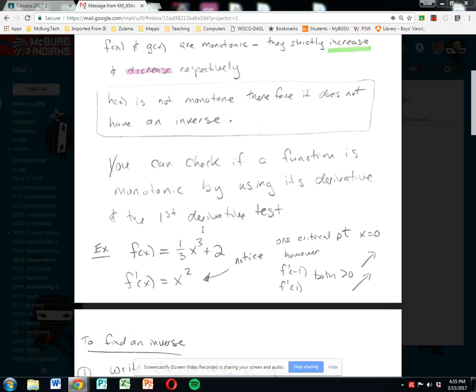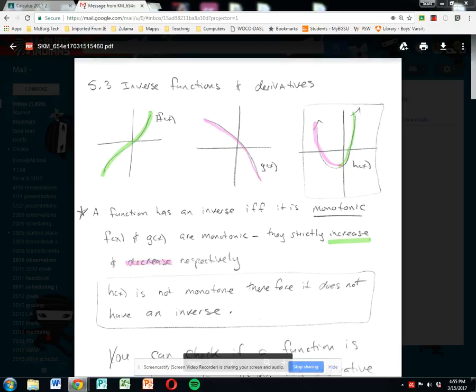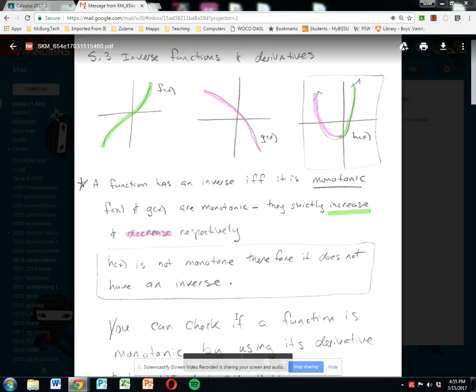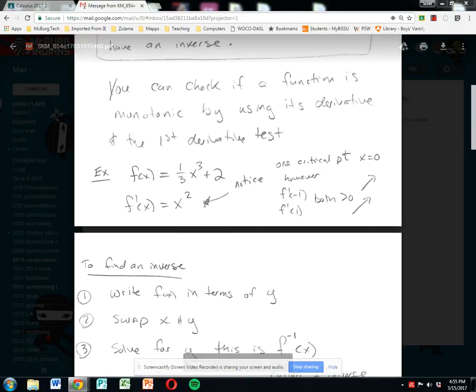So remember that another name for tangent slopes is derivative. So if all the derivatives are positive, that's a strictly increasing function. If all the derivatives would be negative, that's a strictly decreasing function, therefore monotonic, therefore inverse exists. So let's go take a look at an example.